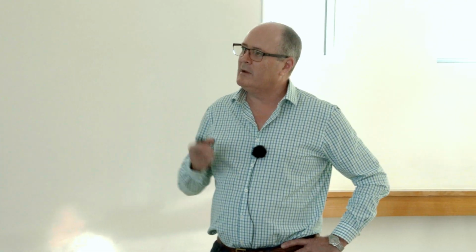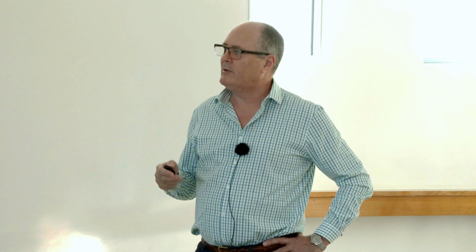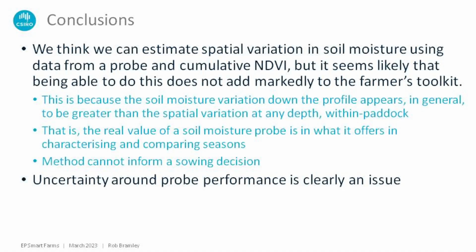From that NDVI-based stuff, we think we can estimate spatial variation in soil moisture using data from a probe and cumulative NDVI. But in my opinion, and I'm happy to be corrected on this, I don't think that really adds markedly to the farmer's toolkit, because if you go into your paddock, say at GS31, and it's wet where you're standing, it'll be wet somewhere else in the paddock probably. So in terms of making a targeted fertiliser decision, it's unlikely to make a difference. So I think the real value of a soil moisture probe is in helping people understand how this year is different to last year or a couple of years ago or whatever it might be.